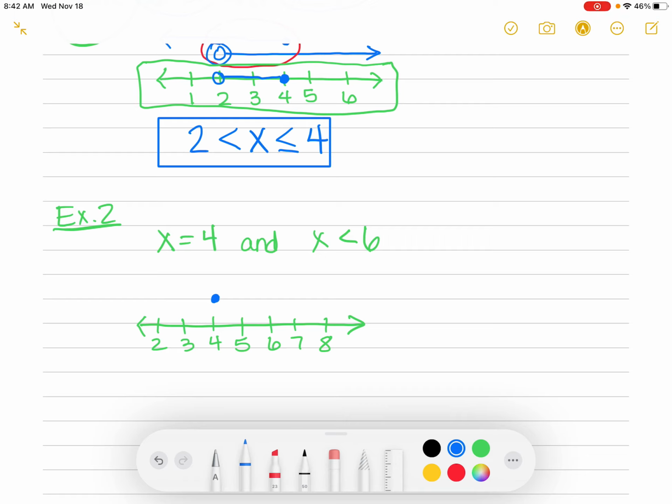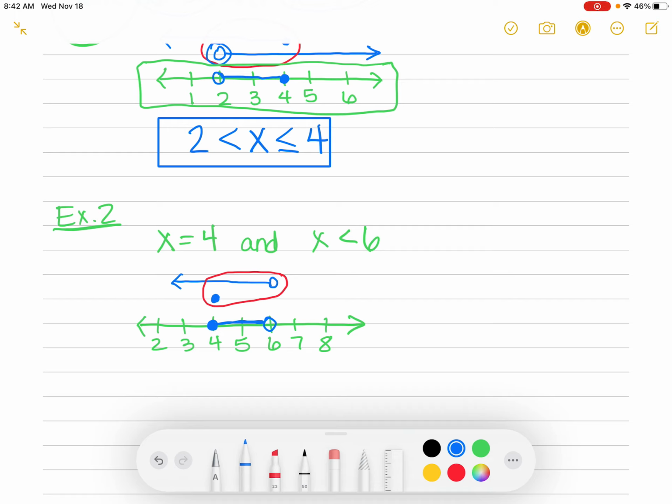And now if I graph x is less than 6, that would be an open circle and everything to the left. Now what I want is where these two go together. So I'm going to put just that part that I circled onto the actual graph. This is going to be a solid circle and an open circle and the line in between. See what I'm graphing? I'm graphing where they intersect, where they're both at. Now I'm going to write out that equation.